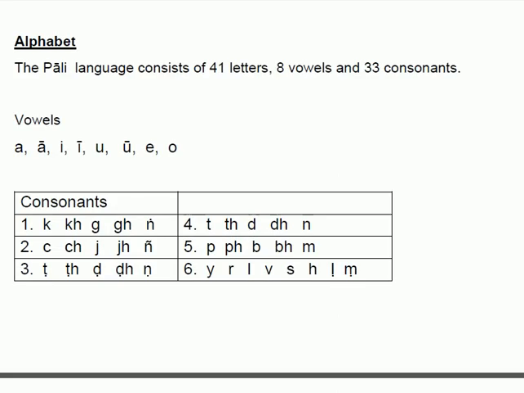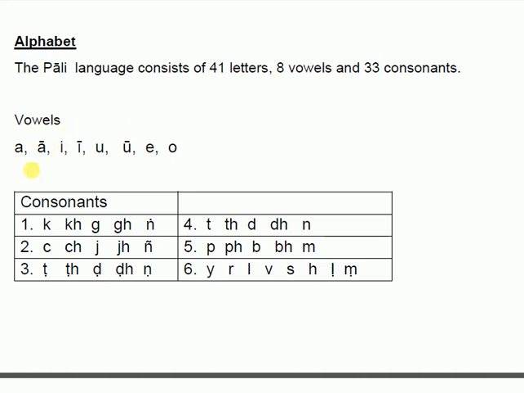Alright, here you can see the topic: alphabet. The Pali language doesn't have its own characters or letters, so we can use our own language's characters to write Pali. As you can see here, it says that the Pali language consists of 41 letters: 8 vowels and 33 consonants.